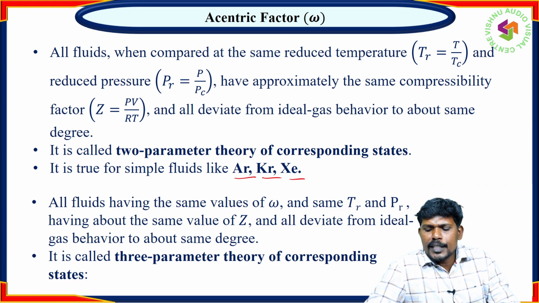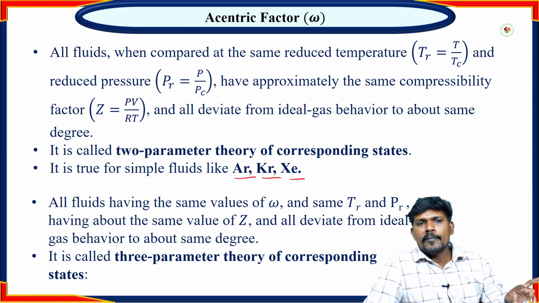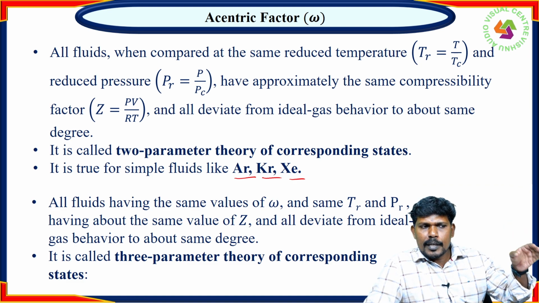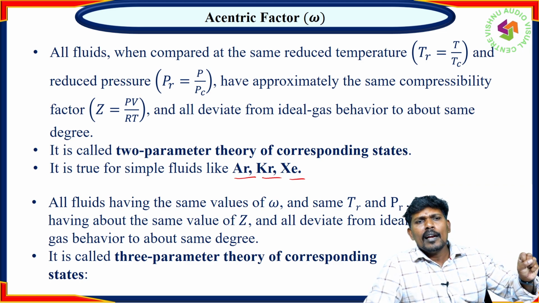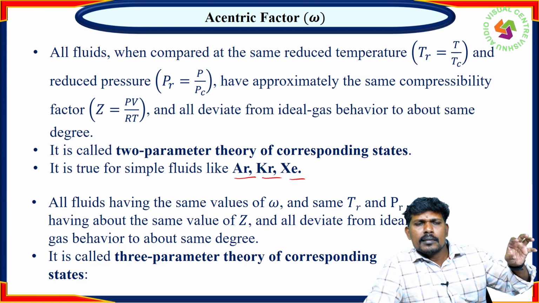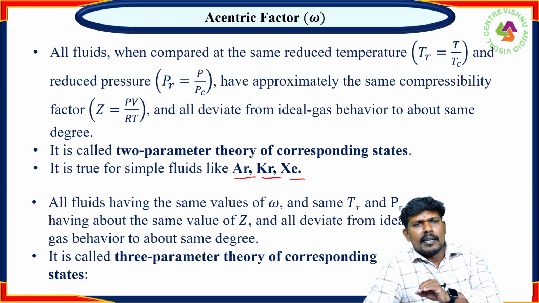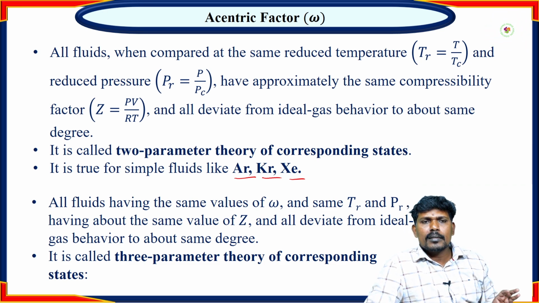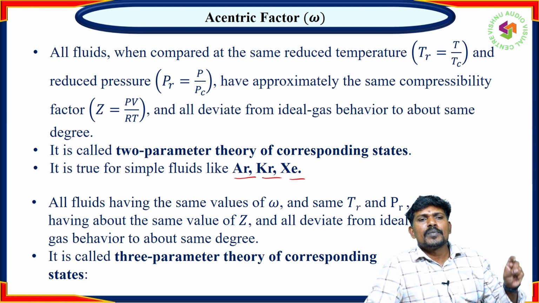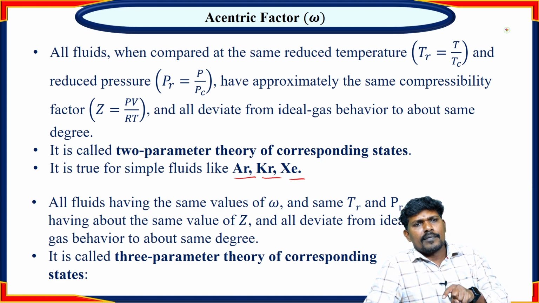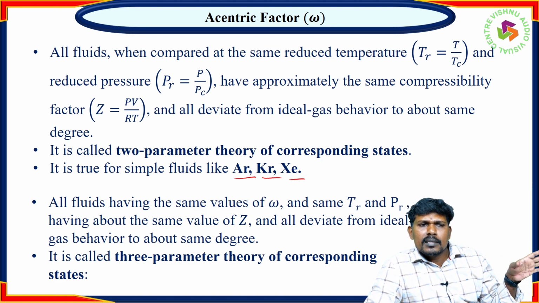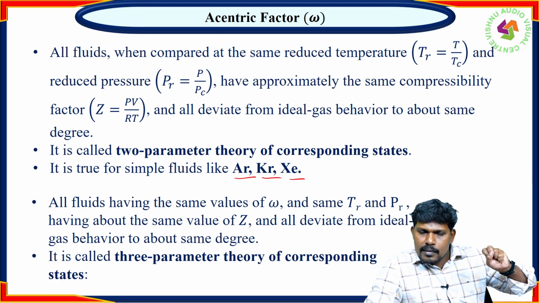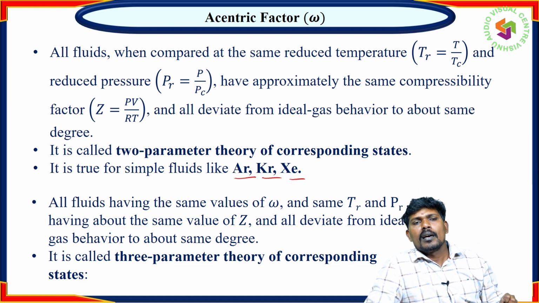Because in the 2-parameter theory of corresponding states, two parameters are taken, reduced temperature and reduced pressure. The fluids which have the same reduced temperature and pressure have the same compressibility factor, and they deviate from the ideal gas by the same degree. Here 3 parameters are considered: reduced temperature, reduced pressure and the eccentric factor. Whenever these 3 are equal for fluids, the compressibility factor is the same and they deviate from the ideal gas by the same amount.